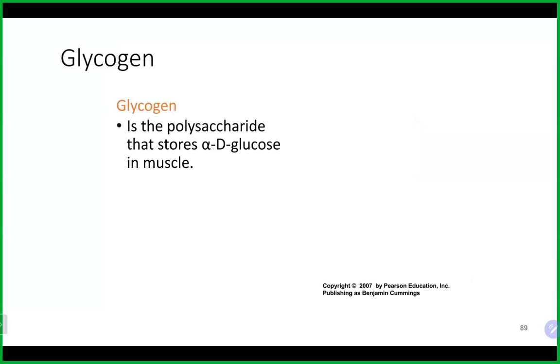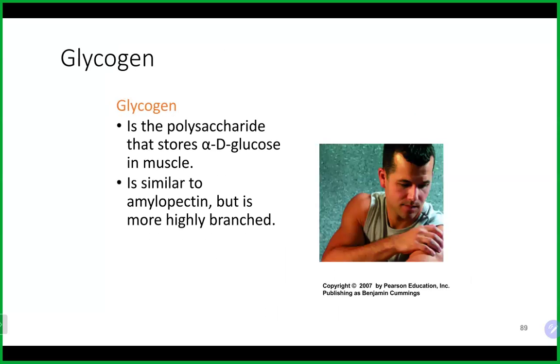Now, glycogen is where we store our energy and excess sugar, so we can break it back down through gluconeogenesis and use it for energy. It is also a polysaccharide of D-glucose. It's similar to amylopectin, except it is super highly branched. There's a lot more branching happening, but basically the same deal that's happening in amylopectin is what's happening with glycogen, but with a lot more branch points.